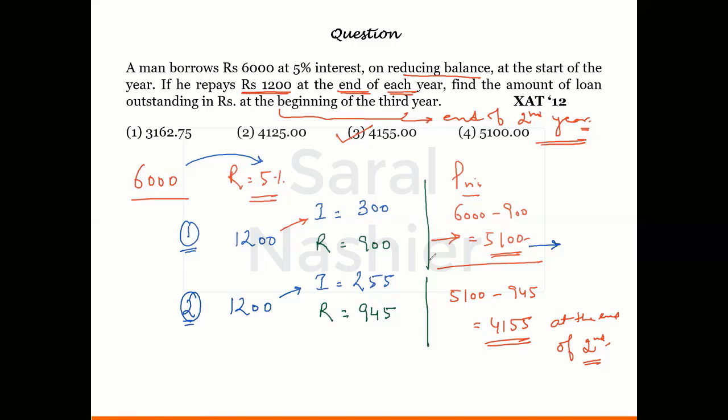The way you see 5,100 reduced here. And because of that, the next month's interest is also less. When the interest is less, again the principal reduces, and next month again the principal would be less, and this is how it goes on. I hope you understood this concept.